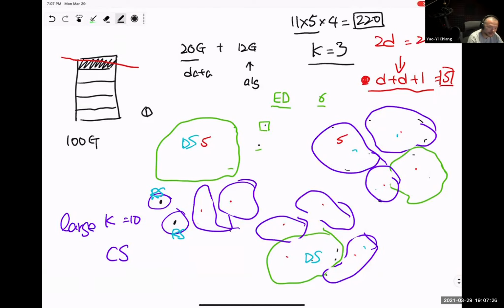So why is this important? Because next run, you're going to read in 20 gigabyte again, but then you are going to have some storage for this. But compared to this 20 gigabyte, this is so tiny, you don't really account for it. So we might just say, now here we have 12 gigabyte minus 220 byte that we can use for clustering.